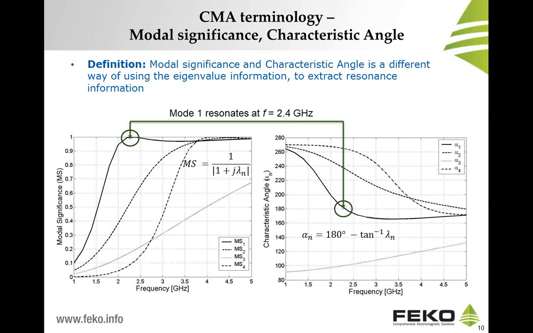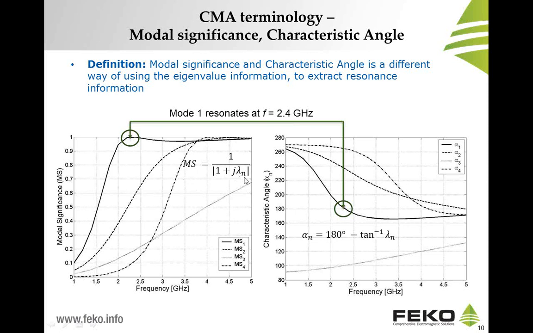It's basically just a different way of extracting the eigenvalue information to obtain the resonance properties of the particular modes. Now, on this graph on the left-hand side, I show you the modal significance of the previously mentioned rectangular PEC plate, plotted as a function of frequency from 1 to 5 gigahertz. If I show you the modal significance equation, we see that it's 1 divided by the magnitude of 1 plus j times the eigenvalue.